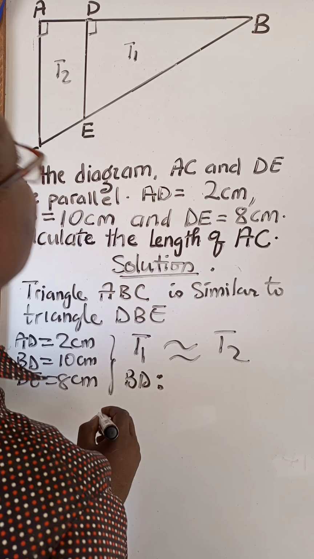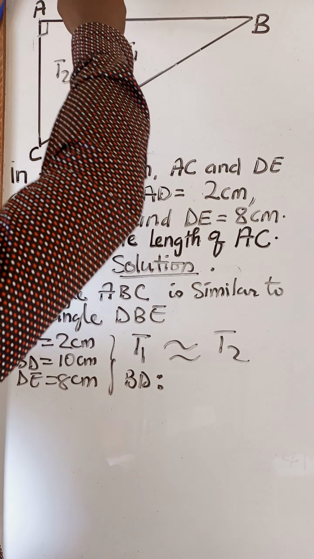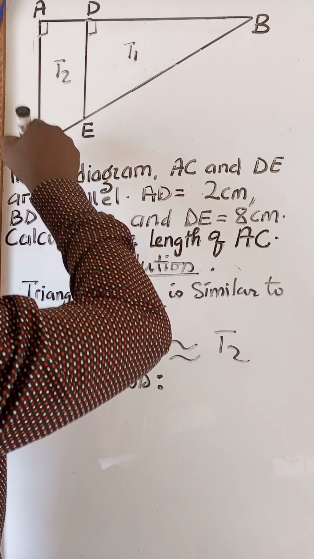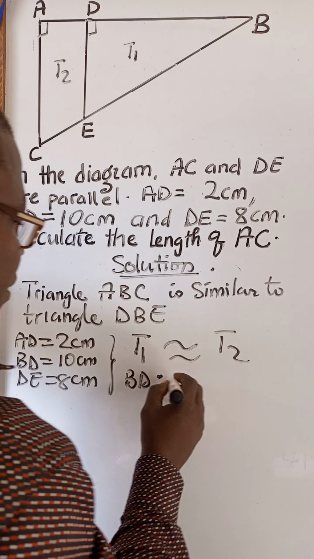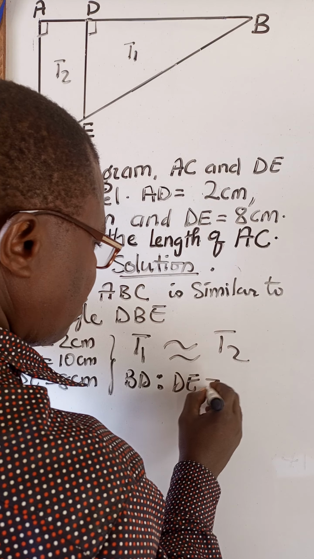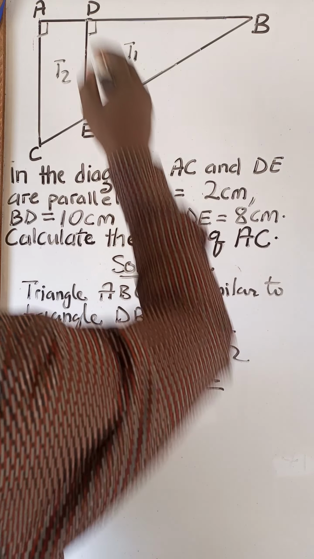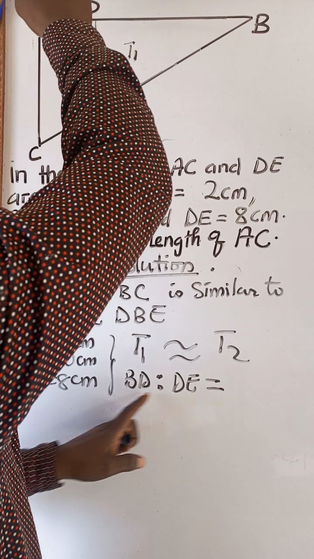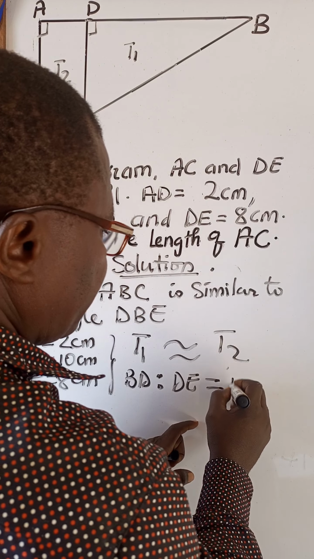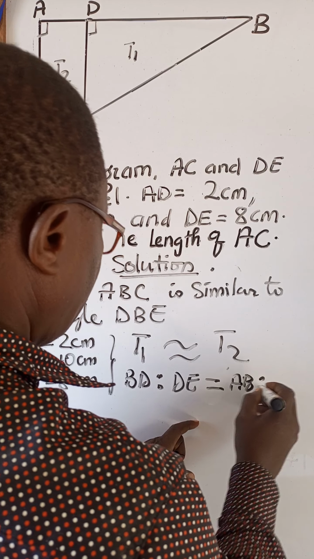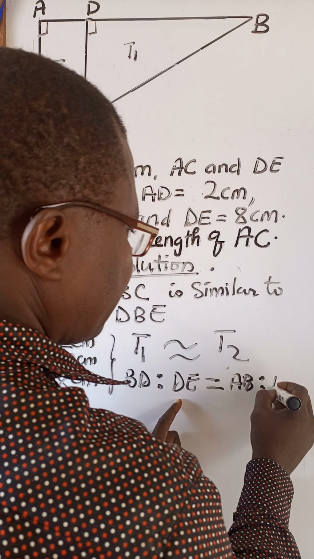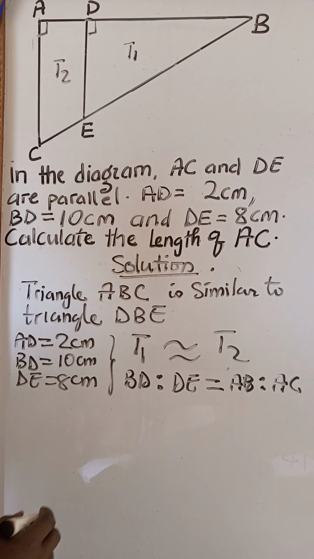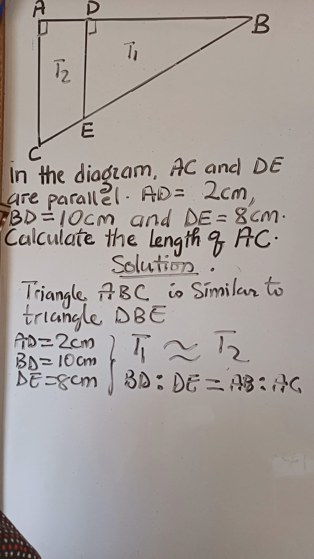BD is 2. Remember, we are asked to look for AC. AC is the base of the larger triangle. So we have to take DE. DE must be equal to, alright, this is the altitude. So now we go to T2. We take the altitude, which is AB, is to DB is the base here. The base here should be what? AC. This is the proportion of corresponding sides that we need for this exercise.